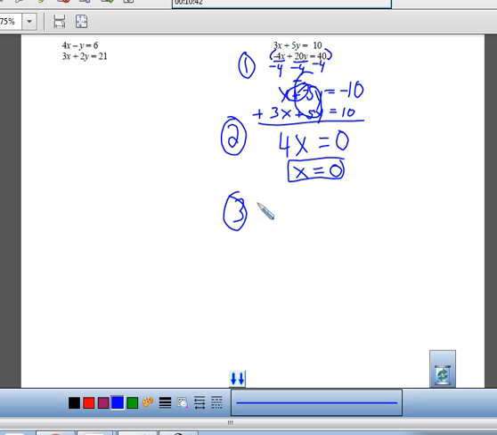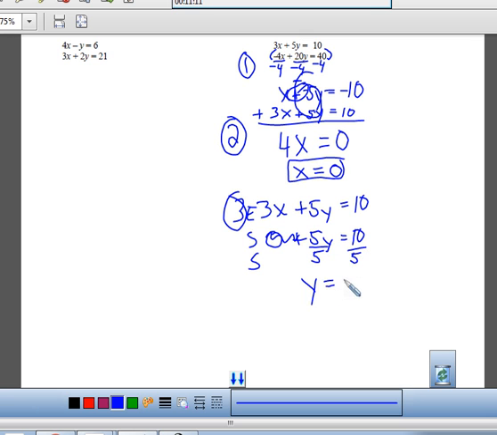So, pick an equation. Let's go with the first one, 3x plus 5y equals 10. This is ESS, remember. Substitute 0 in for x. So 3 times 0 is 0, plus 5y equals 10. I don't need 0 plus, so I'm going to divide both sides by 5. And I get y is equal to 2. Found my other variable. Step 4, do the check.